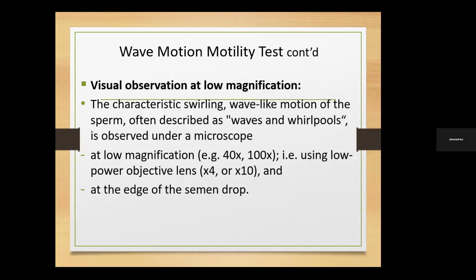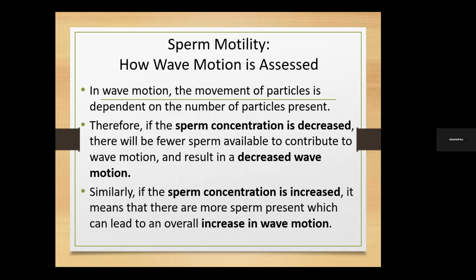Okay, so you lower the objective lens and then examine the drop around the edge, and you are going to observe the waves. And the intensity of the waves is what you record. So if you have strong or intense waves, then you scale it. All right. So how is the assessment done?